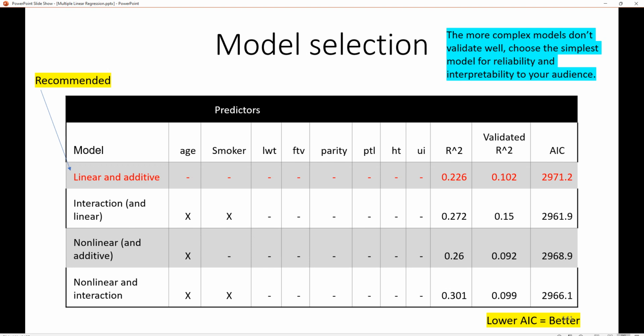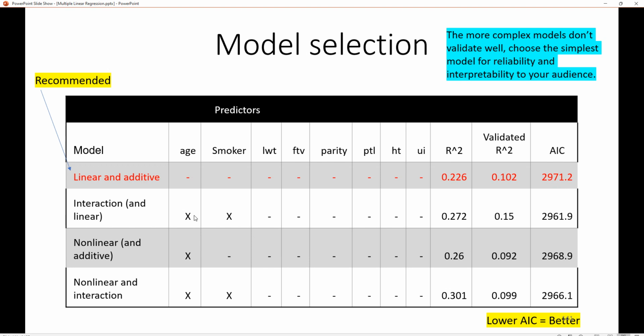And so our linear model has an R-square of 0.226. Its validated R-square took a dive, and now it's at 0.102. It does have the highest AIC value. So I would also consider that interaction model that has the interaction between age and smokers.